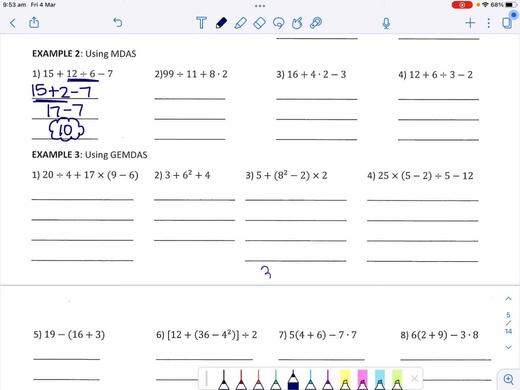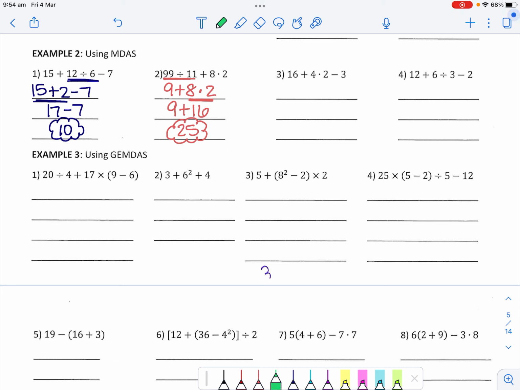In number 2, I've got multiple sets of multiplication and division. So I've got division first, then multiplication. So again, left to right. 99 divided by 11 first is 9 plus 8 times 2. Then I'm going to do 8 times 2 is 16, 9 plus 16, and 9 plus 16 is 25.